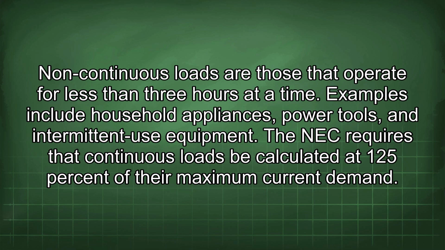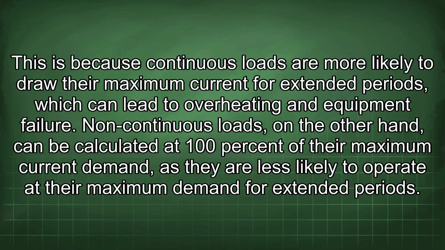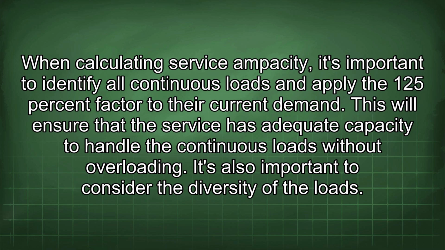The NEC requires that continuous loads be calculated at 125% of their maximum current demand. This is because continuous loads are more likely to draw their maximum current for extended periods, which can lead to overheating and equipment failure. Non-continuous loads, on the other hand, can be calculated at 100% of the maximum current demand, as they are less likely to operate at the maximum demand for extended periods. When calculating service ampacity, it's important to identify all continuous loads and apply the 125% factor to their current demand. This will ensure that the service has adequate capacity to handle the continuous loads without overloading.